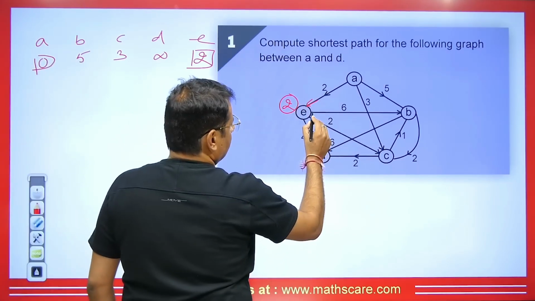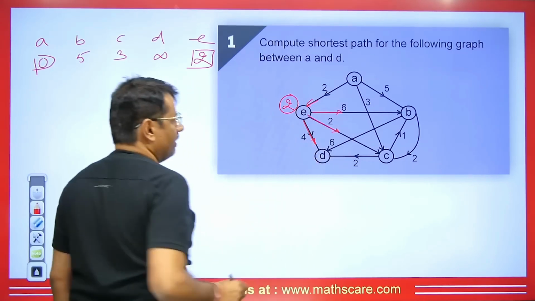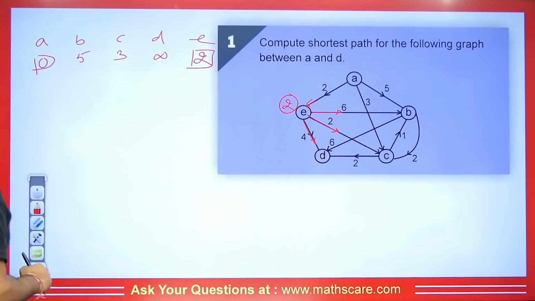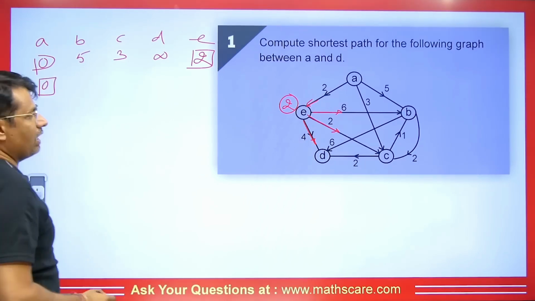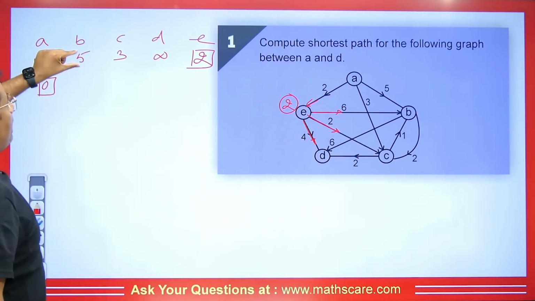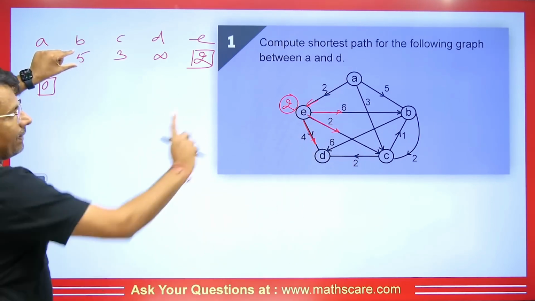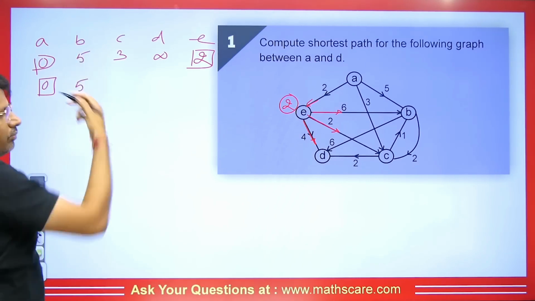Students, now from E, I can go to B. Next from E, I can go to C. Also from E, I can go to D. So we will do the same thing here also. This 0 will come as it is. Right? Now if we go to B from E, 6 plus 2 will be 8. But here as you can see, it's 5. Here it's 5 and here 8. So whenever this happens, when a larger number comes, then we write the minimum, we don't write the maximum.